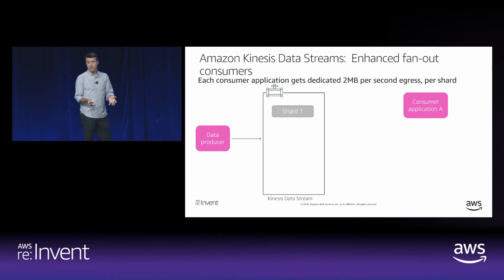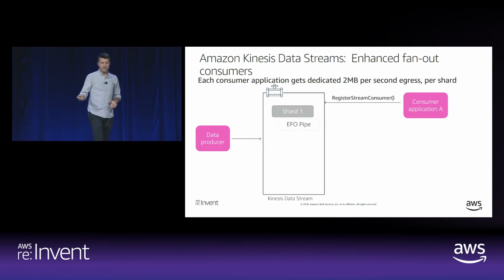When you had those 5 consumers using the GetRecords model, you're talking about one request per second, so much longer latencies. The other big benefit is that each consumer gets its own dedicated 2 megabytes per second of egress.